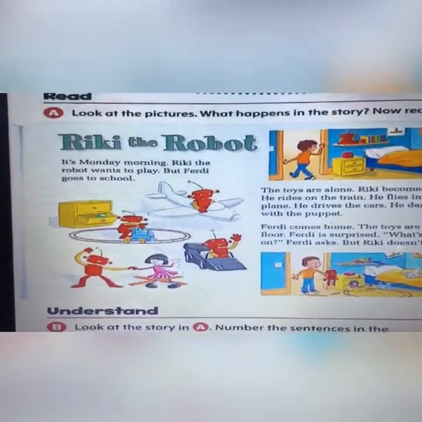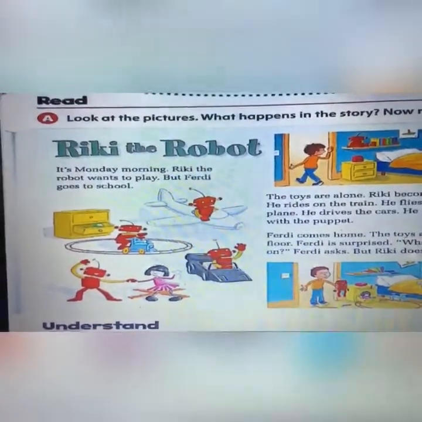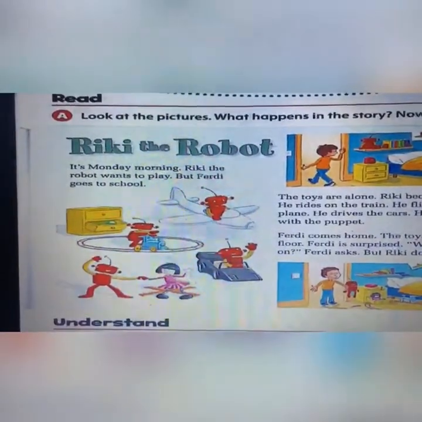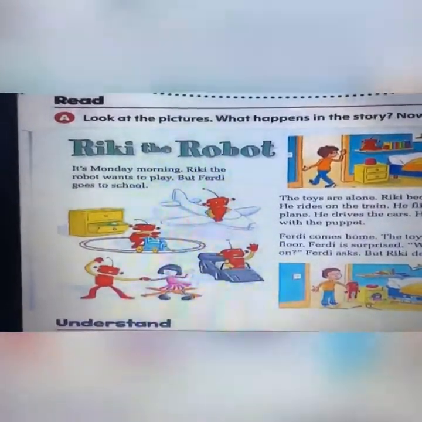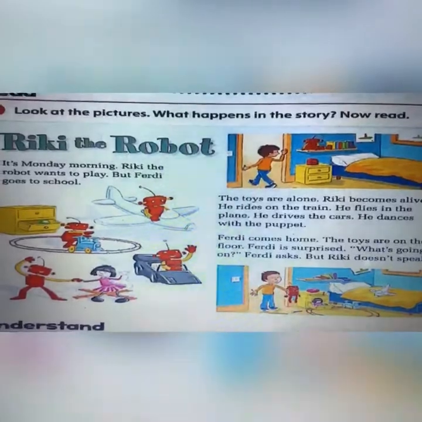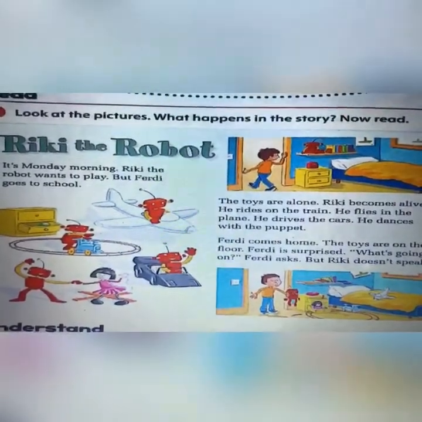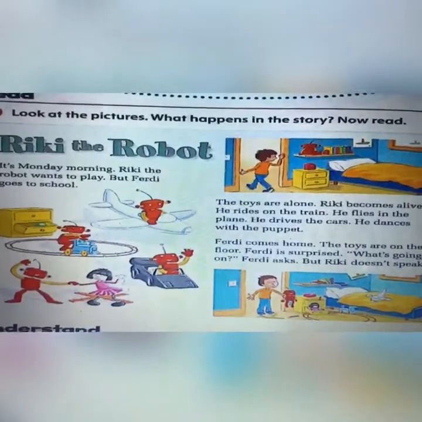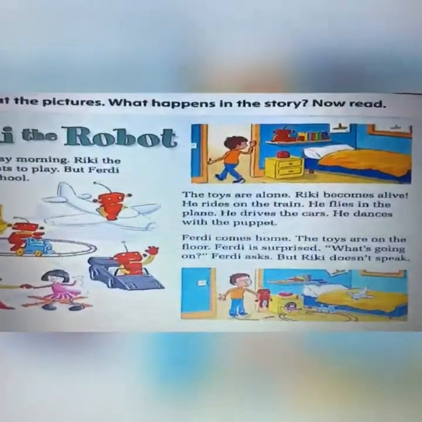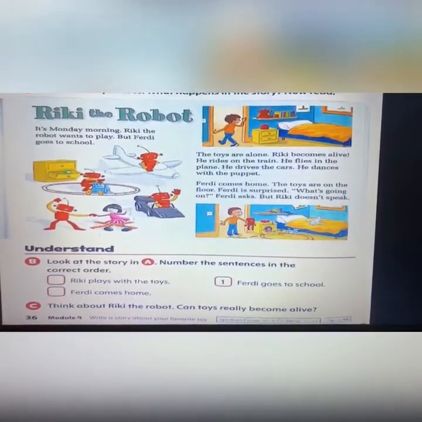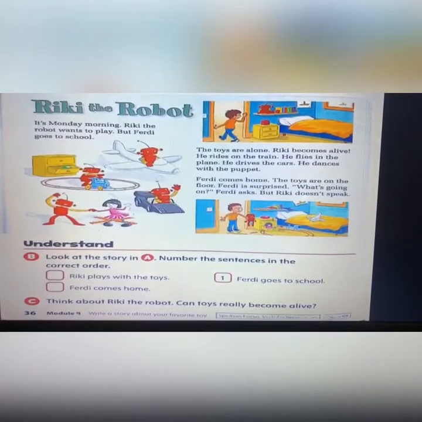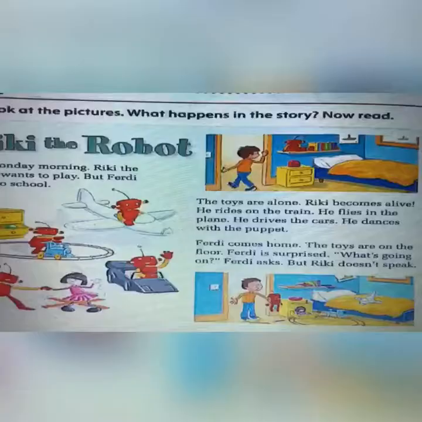Now read. The title here, Ricky the Robot. It's Monday morning. Ricky the Robot wants to play, but Ferdy goes to school. The toys are alone. Ricky becomes alive. He rides on the train. He flies in the plane. He drives the cars. He dances with the puppet. Ferdy comes home. The toys are on the floor. Ferdy is surprised. What's going on? Ferdy asks, but Ricky doesn't speak.